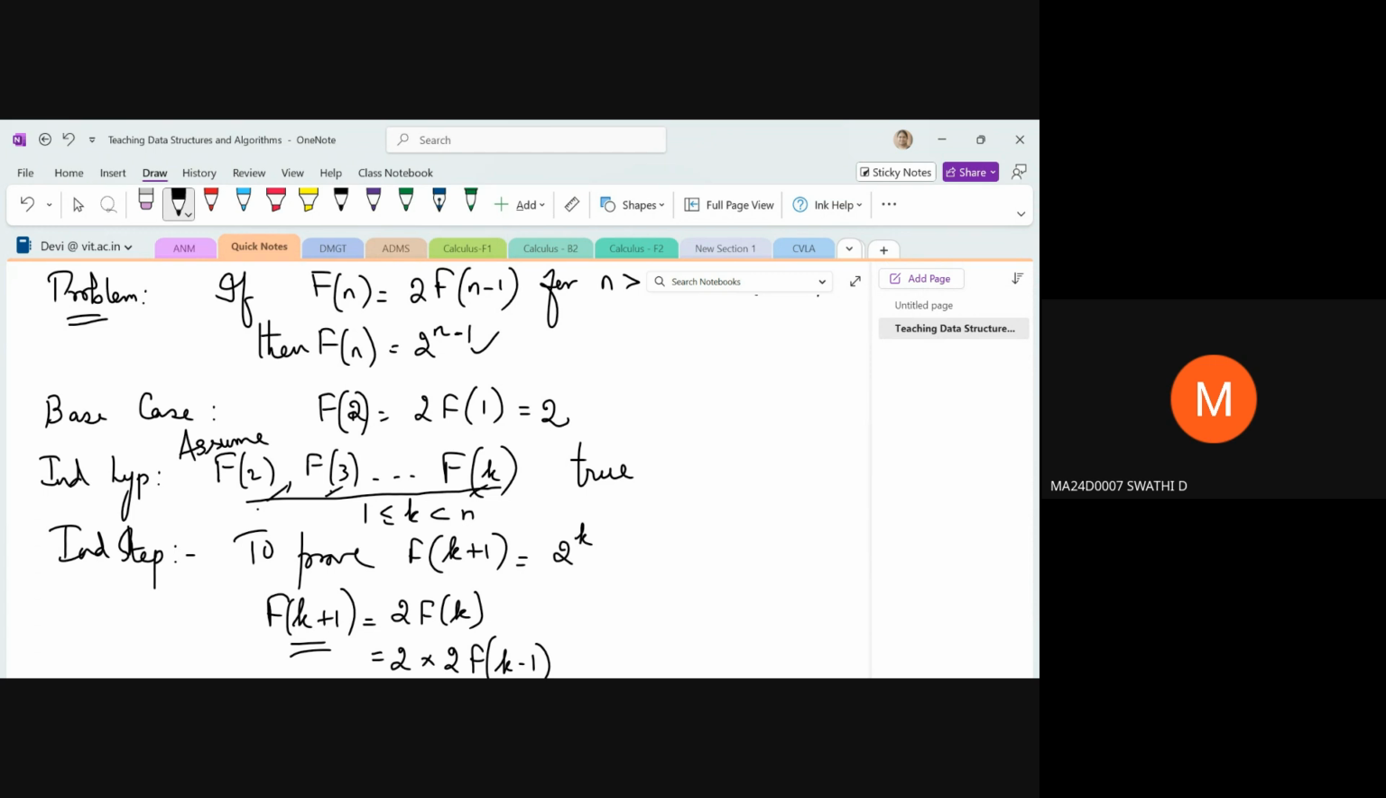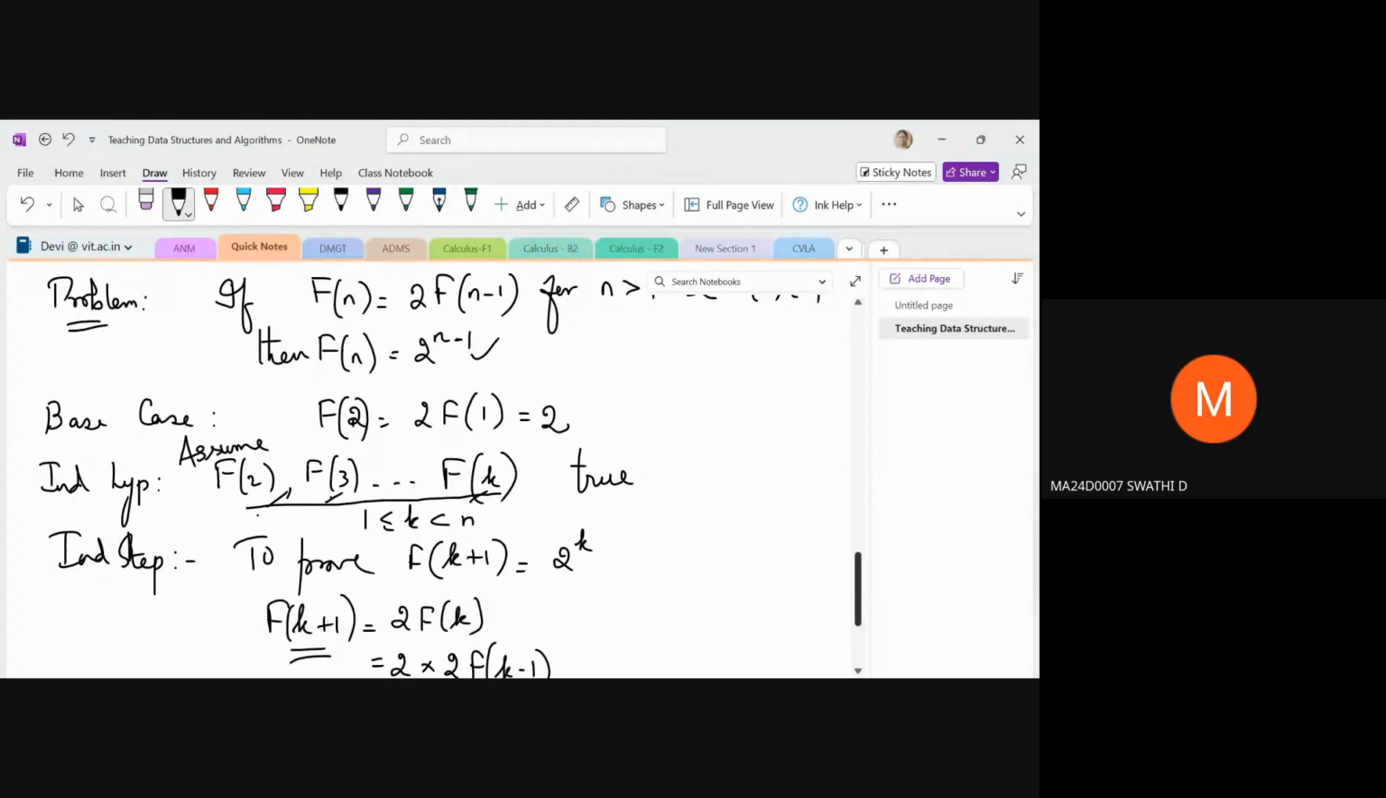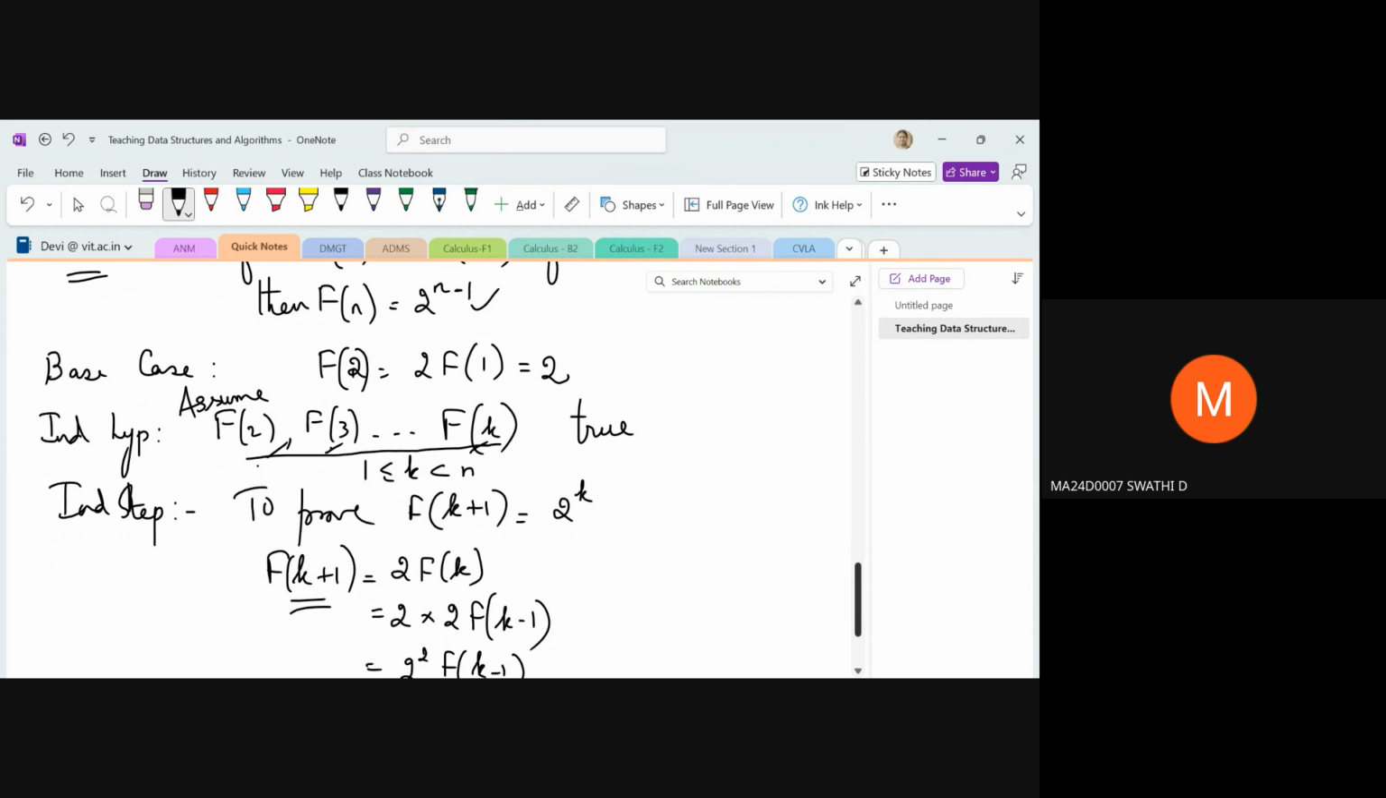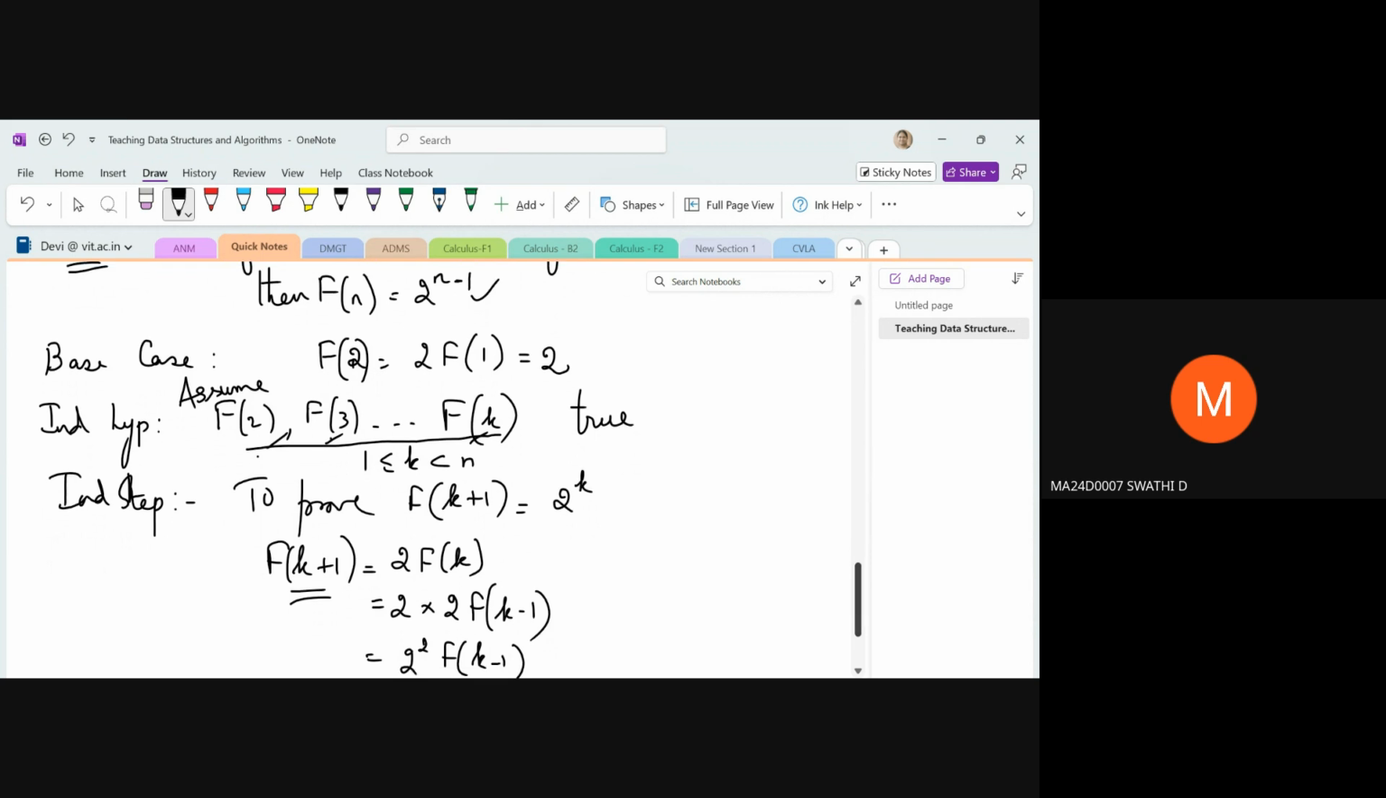Ma'am, in case we use weak induction, then also in the induction hypothesis we will be assuming till f of k is equal to 2 power k, right? Sorry, 2 power k minus 1. Yes, f of k is nothing but 2 power k minus 1. You're so right. In the k plus 1 step, if in the first step we substitute the induction hypothesis by weak induction, we can also prove the same thing.